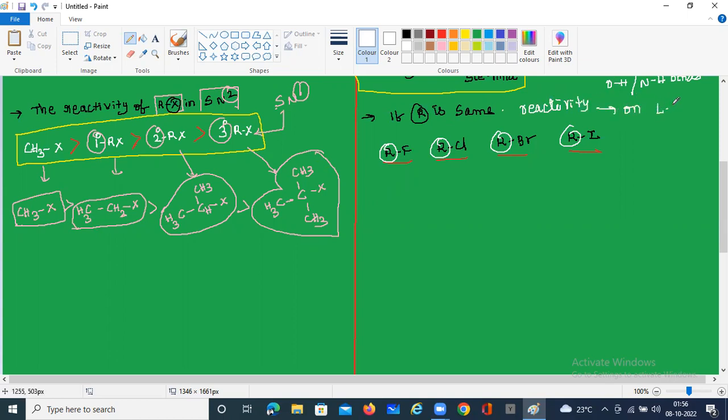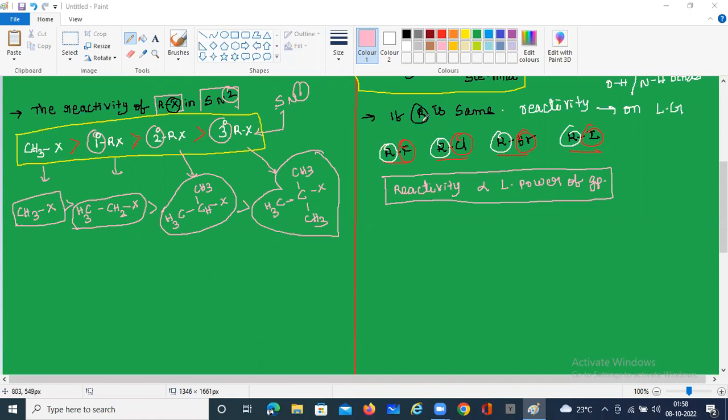It depends on the leaving group, that is, it depends on the leaving power. Now, which one has more leaving power, beta? Okay, guess which one has more leaving power, fluorine or chlorine, bromine or iodine. Chalo, guess cheyandi. Yes, better. So here I gave one hint. The reactivity is directly proportional to what? Leaving power of the group.